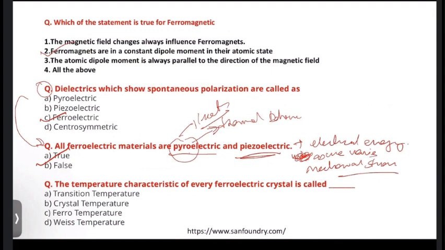Next question. The temperature characteristic of every ferroelectric crystal is called? They behave as a ferroelectric material, the transition is there. So what is that temperature called? Is it transition temperature, crystal temperature, ferro temperature, or Weiss temperature? I have already answered it. It is transition temperature.